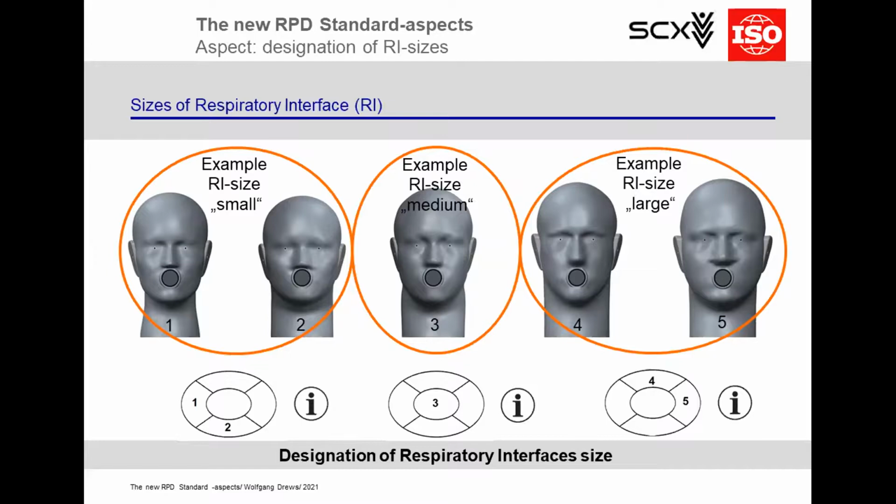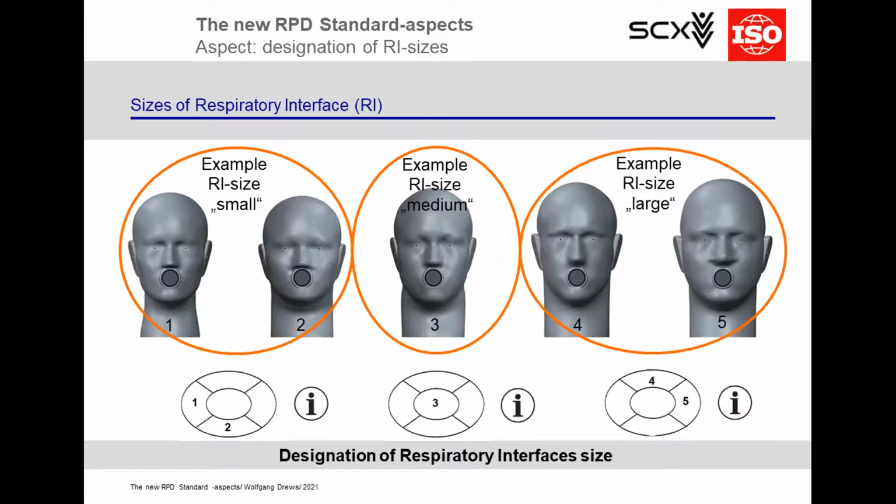You show this ellipse in the document which is delivered with the product, and that gives you the indication by the eye in the circle. Look into your description, and then you find the information there. It's not on the product, it's not on the respiratory interface. It would be too much of an effort to bring all this information on, for example, a filtering face piece. And large is then the other area.